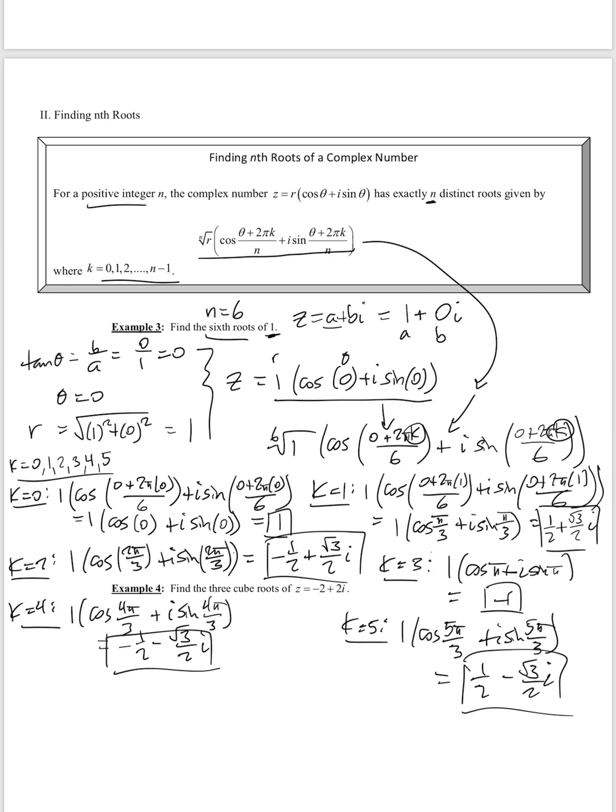And if I raise any of these 6 numbers to the 6th power, I will get 1. Go ahead and try it if you don't believe me, but it works. And you see that we have the familiar 1 and negative 1. But we also have these 4 other really weird-looking complex numbers, which I just think is so fascinating.